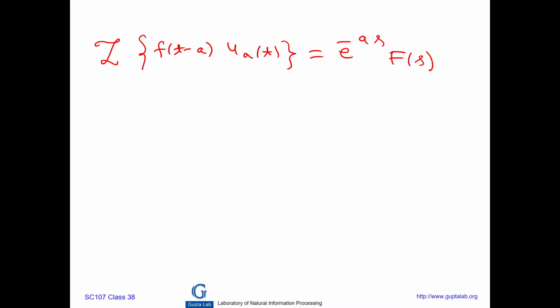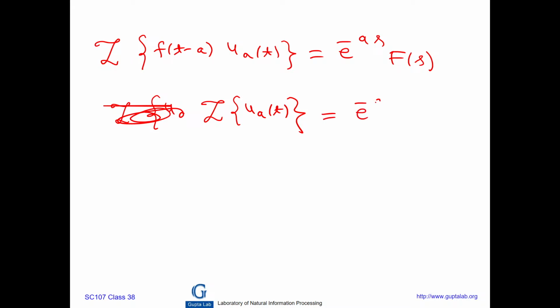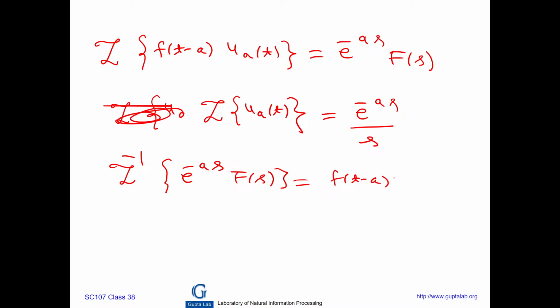And another property: Laplace transformation of u of t minus a is e raised to power minus as divided by s. So that means the inverse Laplace transformation of e raised to power minus as times f of s is f of t minus a times u of t minus a. All these formulas are quite useful, right? So this is all about the unit step function and how we can take the Laplace transform and so forth. These are the formulas.